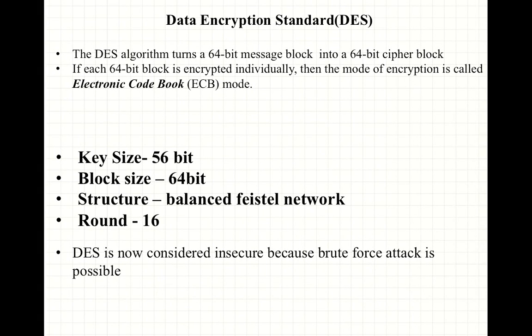Data Encryption Standard: description of the algorithm. The DES algorithm turns 64-bit message blocks into 64-bit cipher blocks. If each 64-bit block is encrypted individually, then the mode of encryption is called Electronic Code Book, ECB mode. Key size used 56-bit, block size 64-bit, structure Feistel network, rounds 16. DES is now considered insecure because a brute force attack is possible.